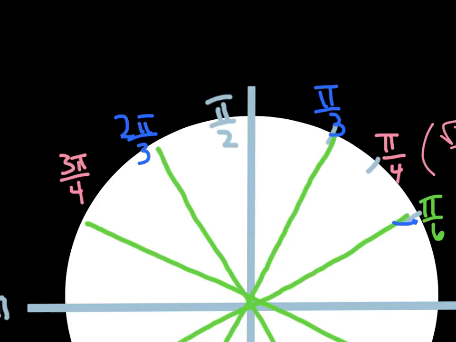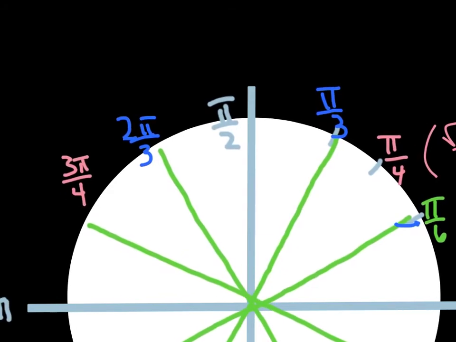And then we keep counting. 2 pi over 3. So go by 6s again. 1 pi over 6, 2 pi over 6, 3 pi over 6, 4 pi over 6, 5 pi over 6, and then this right here, 180 degrees, pi radians, is 6 pi over 6. So let's label this one 5 pi over 6.